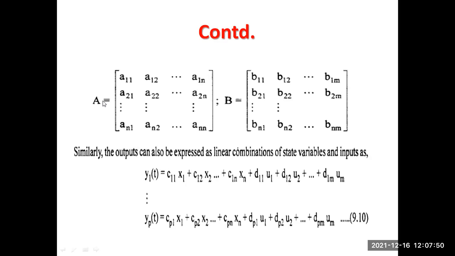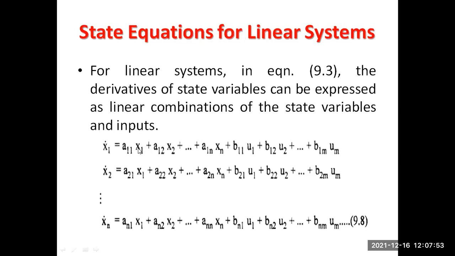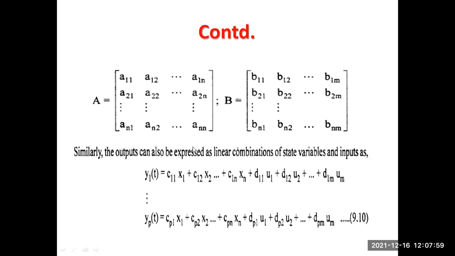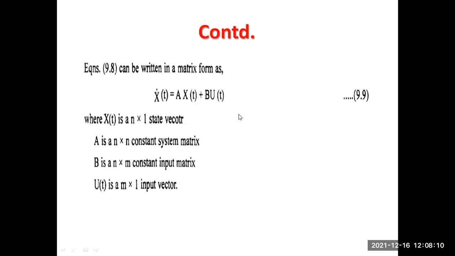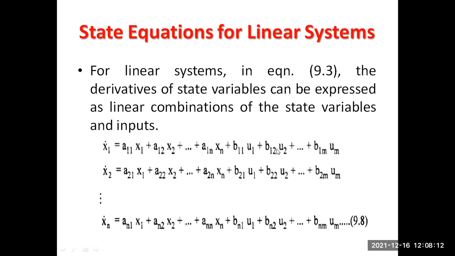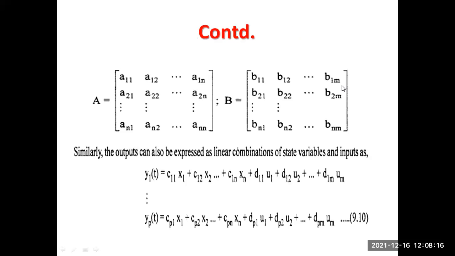So this A will be equal to all these coefficients: a11, a12 up to a1n, then a21, a22, a2n, and continuing this way, for the last row an1, an2 up to ann. Similarly for the B matrix. B is related with all the input vectors, so b11, b12, like that up to b1m, then b21, b22, b2m, and bn1, bn2 up to bnm.